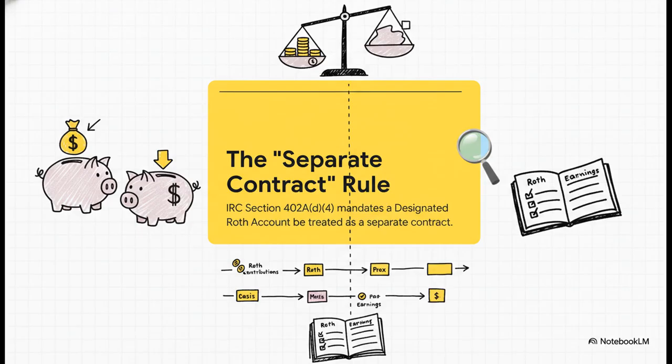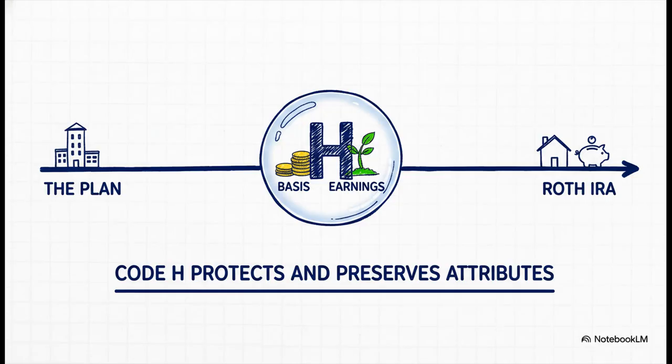And what it says, essentially, is that a designated Roth account, like a Roth 401(k), has to be treated like its own separate thing, completely distinct from any pre-tax money in the same plan. That means the plan administrator has to keep a super careful record of the basis, the contributions, and the earnings separately. So here's the crucial part. That separate accounting, that distinction between basis and earnings, it has to stay intact when the money moves.